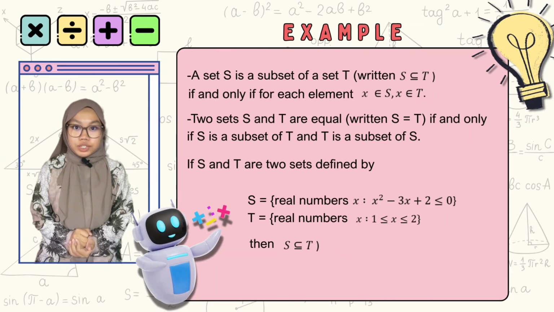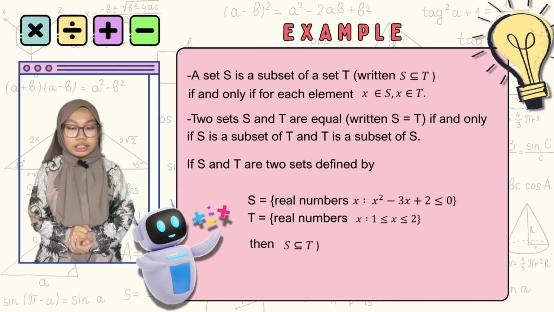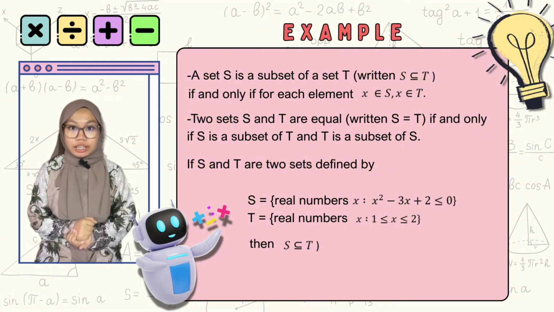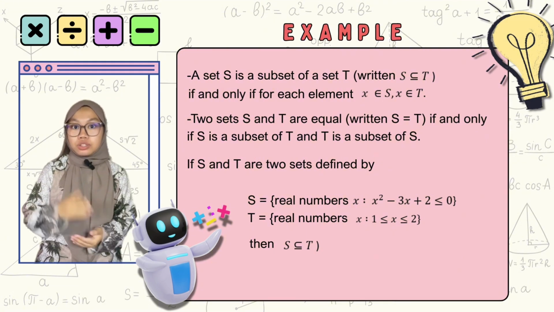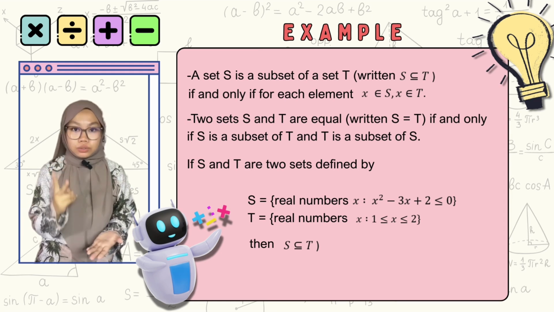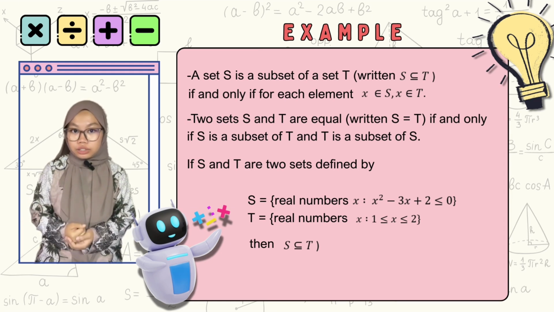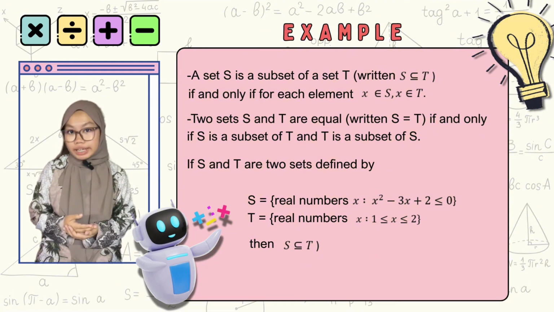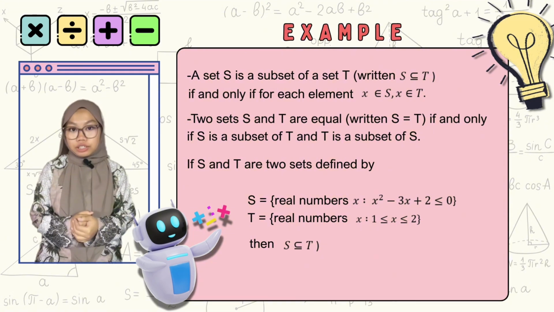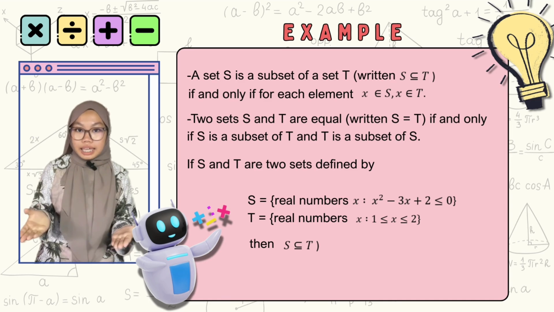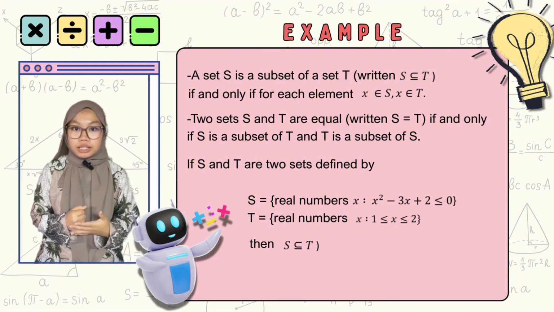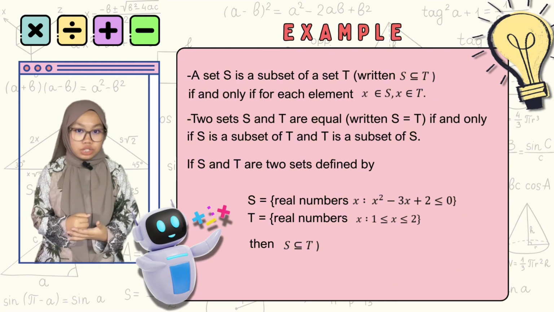First, let us recall some basic definitions in set theory. The set S is a subset of a set T if and only if every element in S is also an element of T. Two sets S and T are equal if S is a subset of T and T is also a subset of S. Now, consider the following sets. Set S is the set of all real numbers x such that x squared minus 3x plus 2 is less than or equal to 0.